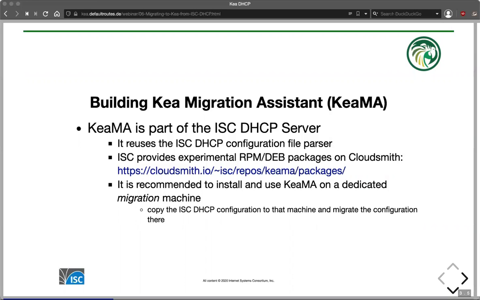If you have a dedicated migration machine, what you should do is copy over the ISC DHCP configuration file to that machine, do the migration, and maybe test the migrated file with a Kea instance on the same machine, which should be a lab machine. And if it works how you expect, then you can transfer the new Kea configuration to a production system.